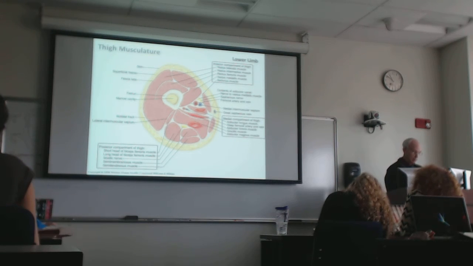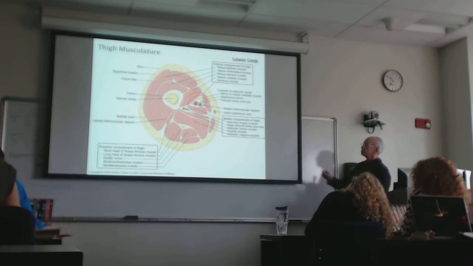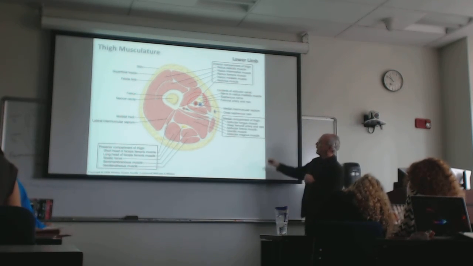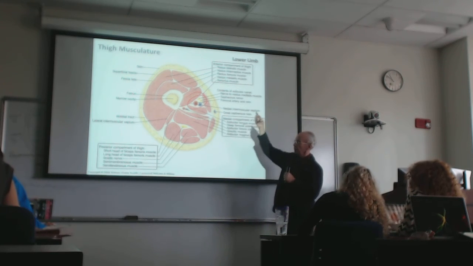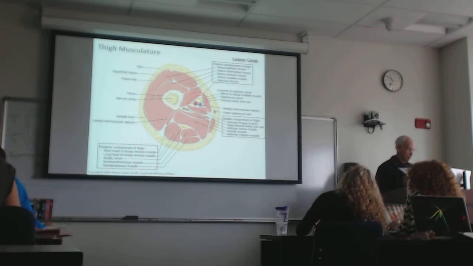By the way, before we leave the medial compartment, notice the location of the structures we just talked about in the adductor canal. Femoral artery, femoral nerve, and the saphenous nerve way up there are all packed into that little adductor canal in the medial compartment.